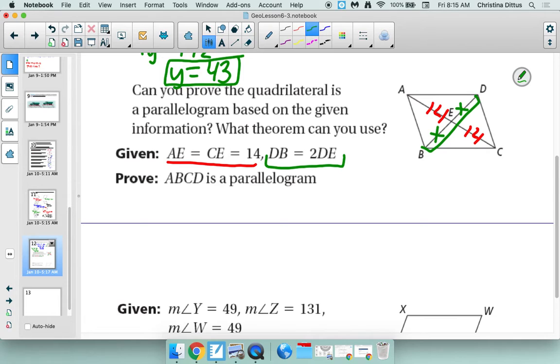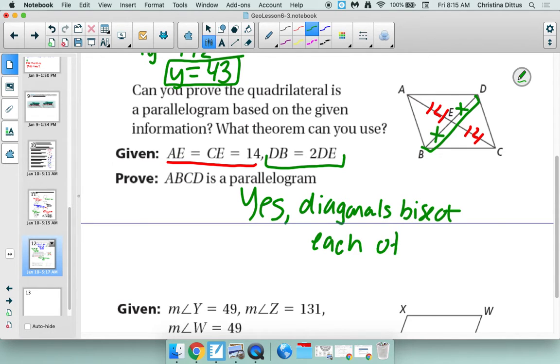So given that the greens are equal and the reds are equal, can I say I have a parallelogram? Yes. Because what do I have going on? Yeah, the diagonals bisect each other. Good. I know you guys are used to having theorems like side angle side or whatever. I'm not too worried about what they're technically called. It's more so, can you explain what's going on?